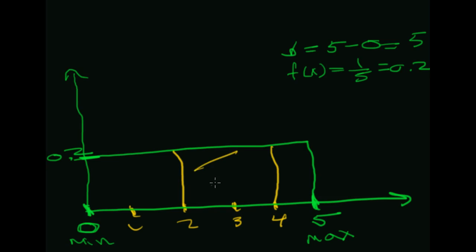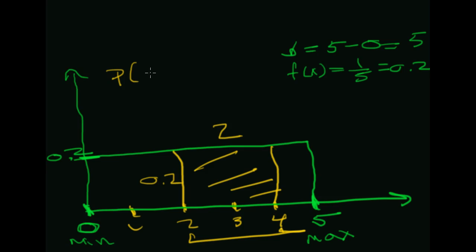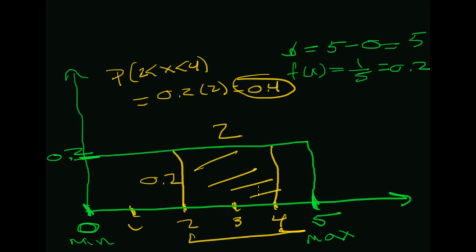Well, lo and behold, that makes a rectangle. The width of this rectangle is 2. The height of this rectangle is 0.2. So the probability that I would have to wait between 2 and 4 minutes is going to be the area of that rectangle. 0.2 times 2 is 0.4. I'd have a 40% chance of having to wait between 2 and 4 minutes.